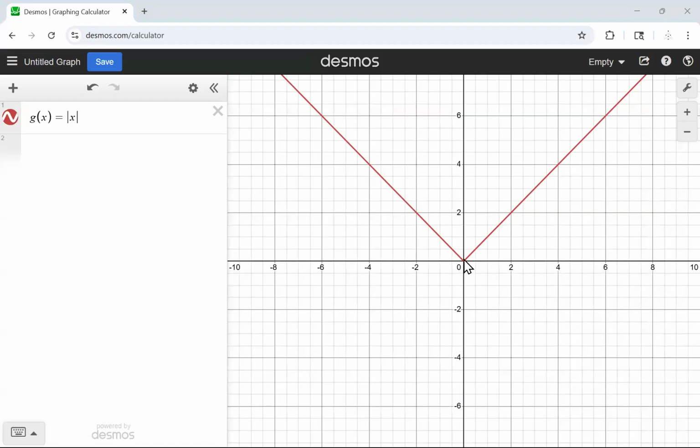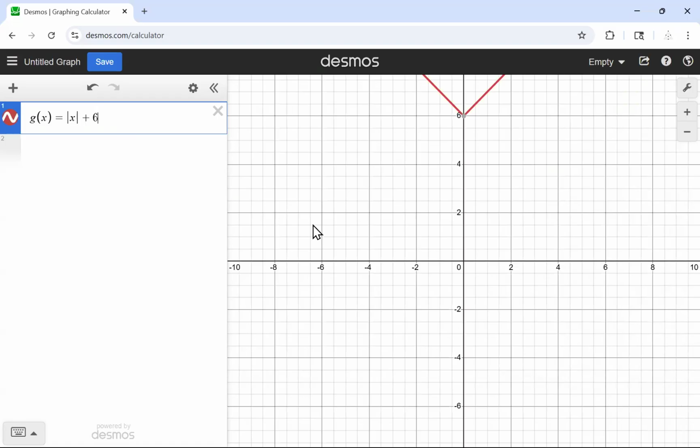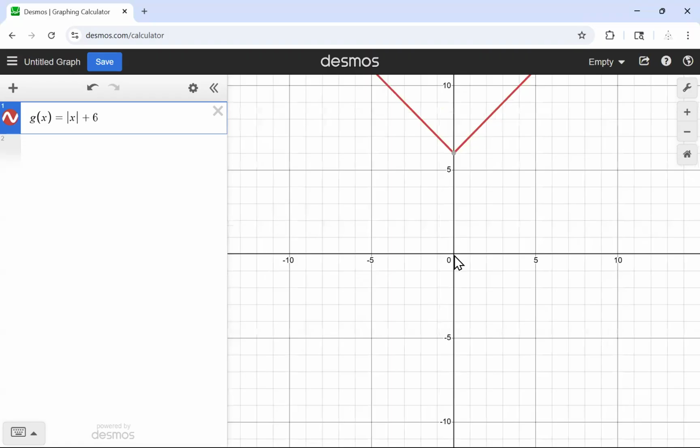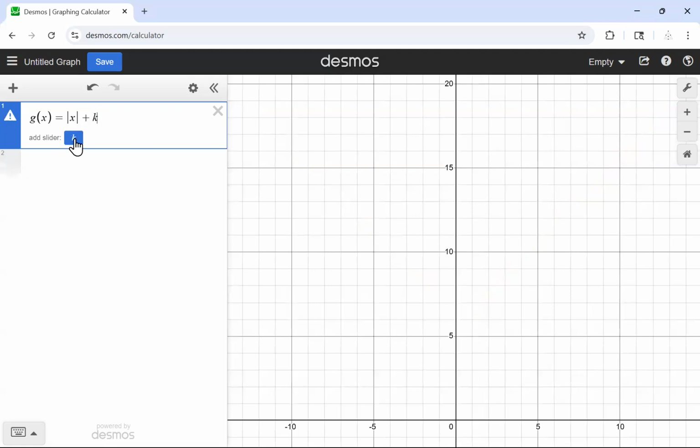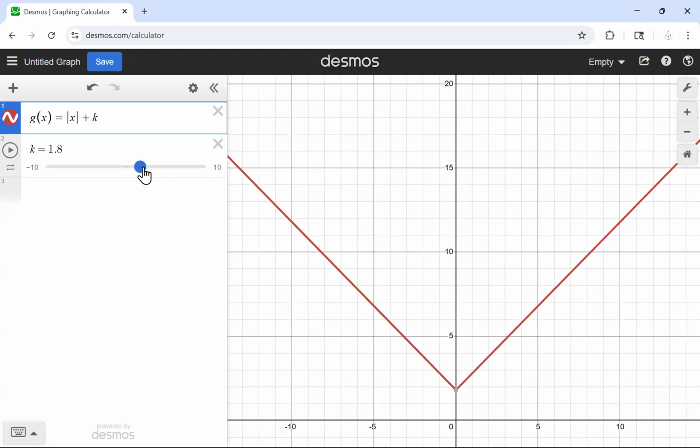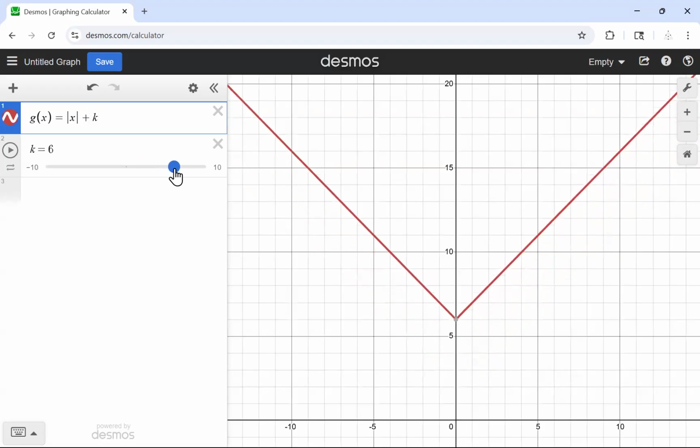Let's do an example just with the absolute value function so we know what's going on. So if I take the absolute value function and then I add or subtract a number outside of the absolute value, notice that by adding 6, I moved the absolute value function up 6 units. That's going to be the same no matter what I add. So as I add 2, we're moving it up.